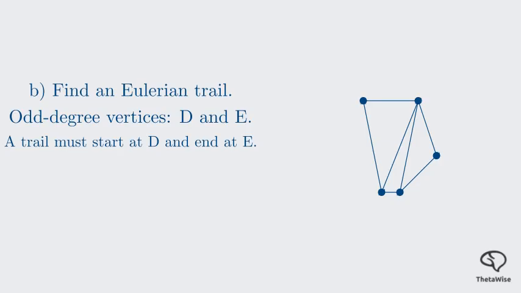One such trail is D to C, then C to B, then B to A, then A to E, and finally E to D. Wait, I made a mistake tracing that one. Let's find one that does not repeat edges. Let's try this one. Start at D, go to B, then B to E, then E to A, then A to B, then B to C, and finally C to D. Wait, this goes D, B, E, A, B, C, D. I've used edge DB twice. The key is to traverse each edge exactly once.